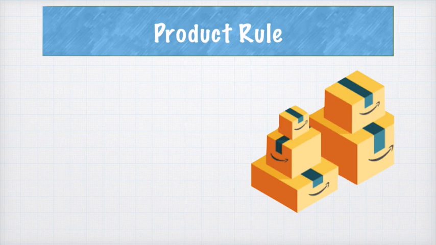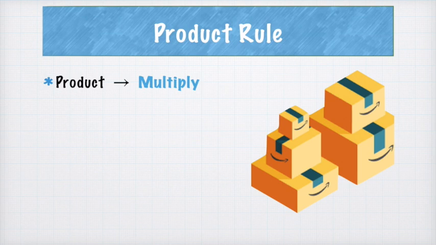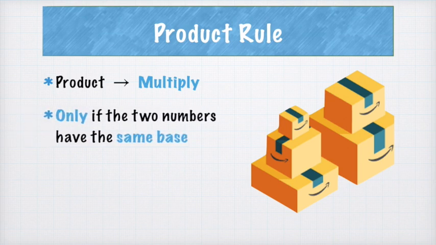We're going to go over the product rule. So the product rule implies multiplication. I think you should be familiar with this term. We've used it before, so product implies multiplication. It only works if the two numbers have the same base, or the two exponents have the same base.